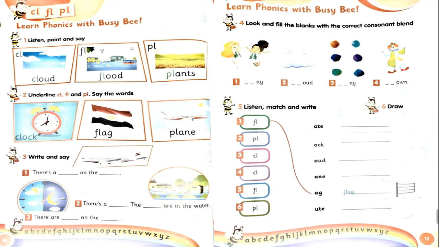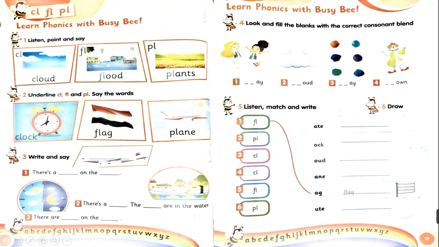Now we have in here 3 sounds. CL, FL, and PL. I want you to try to repeat after me. Cool, cloud. Full, flood. Pool, plants. Clouds, flood, plants.